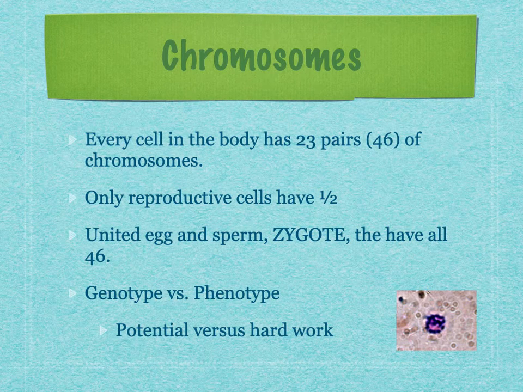Now you get half of your genes from mama and half from dad. And so every cell in the body has 23 pairs or 46 chromosomes, except for reproductive cells. Sperm and egg have 23. And so when sperm and egg unite, you get that little picture that's down there at the bottom, and that is a zygote. Yes, you all started out as little zygotes. And so that is half mom and half dad.